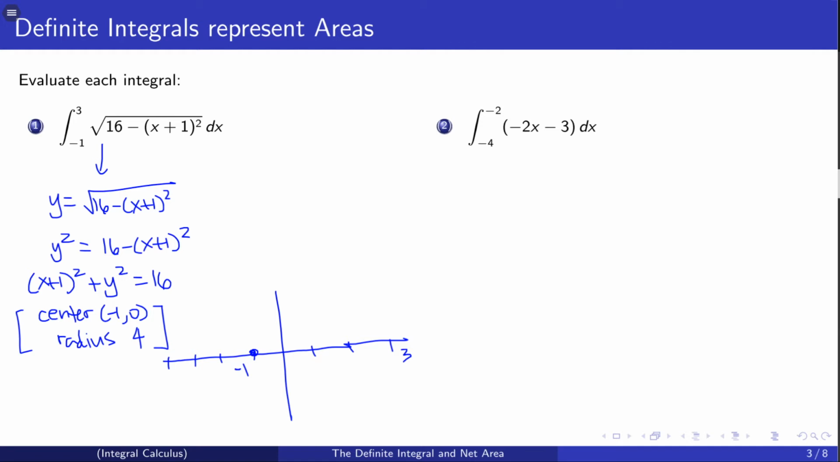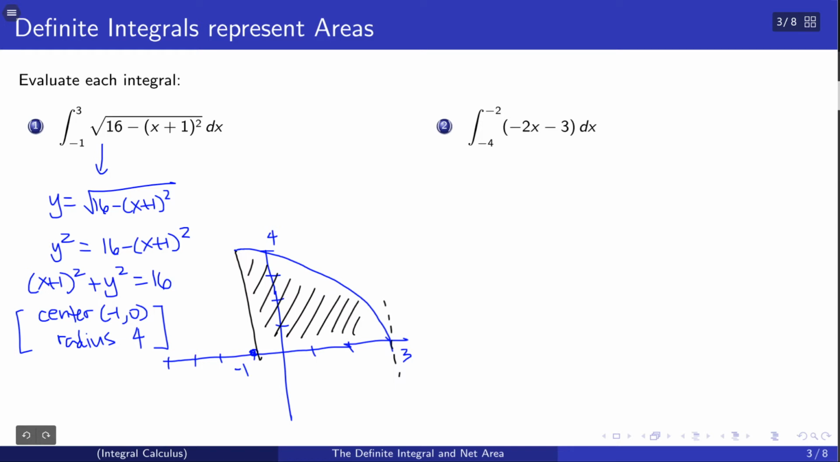So that means we're taking the upper portion of the circle, or the upper semicircle. In fact, it's a quarter circle here from -1 to 3. So this integral is going to be equal to exactly this area in between -1 and 3, which is exactly this quarter circle. So since the area of the full circle is pi r squared, or 16 pi, this means the area under this quarter circle, from -1 to 3, well, is 1/4 of 16 pi, which is 4 pi.